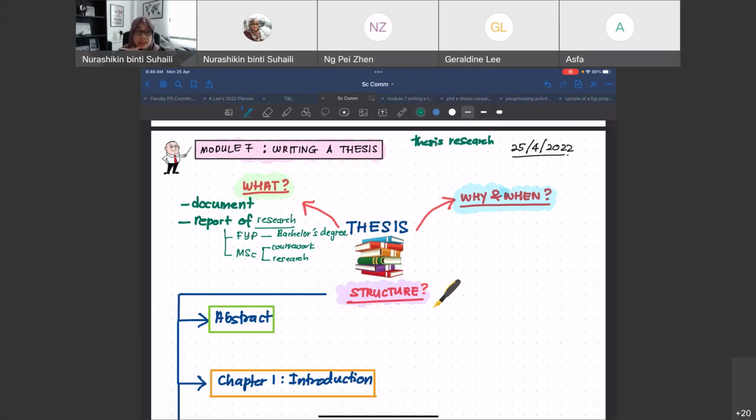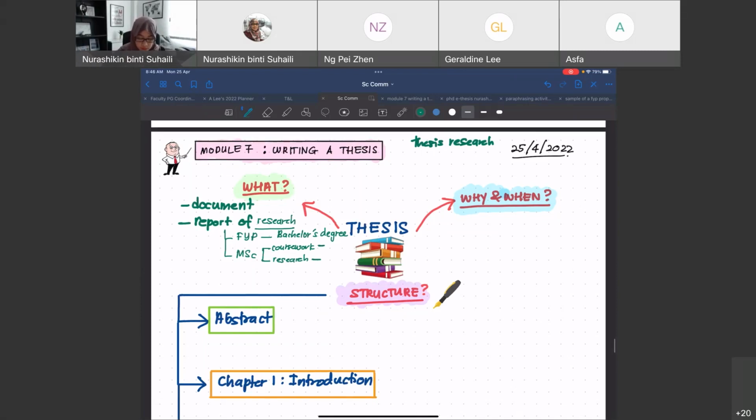So MSc by research is actually research-based. At the end of the MSc by research, you have to write the thesis, same as FYP and MSc by coursework, okay? So that's the example of the research.